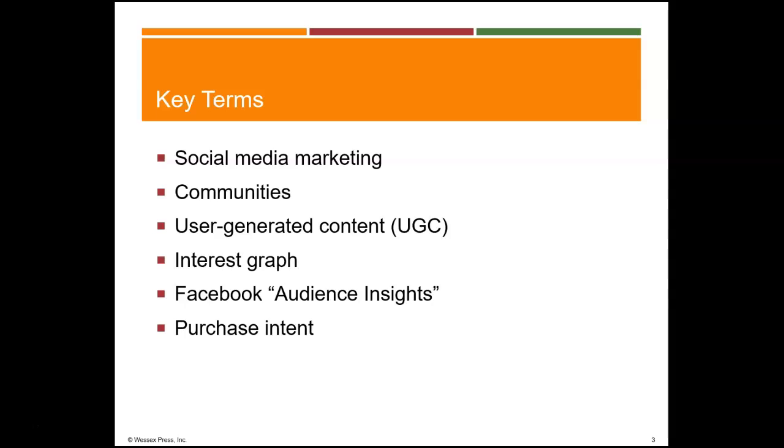Some key terms that we're going to be looking at: social media marketing, which is the digital mapping of our real world connections. It consists of 3 elements: a portal, user-generated content, and the social graph. Then we're going to look at communities, user-generated content, interest graph, Facebook audience insights, and purchase intent.